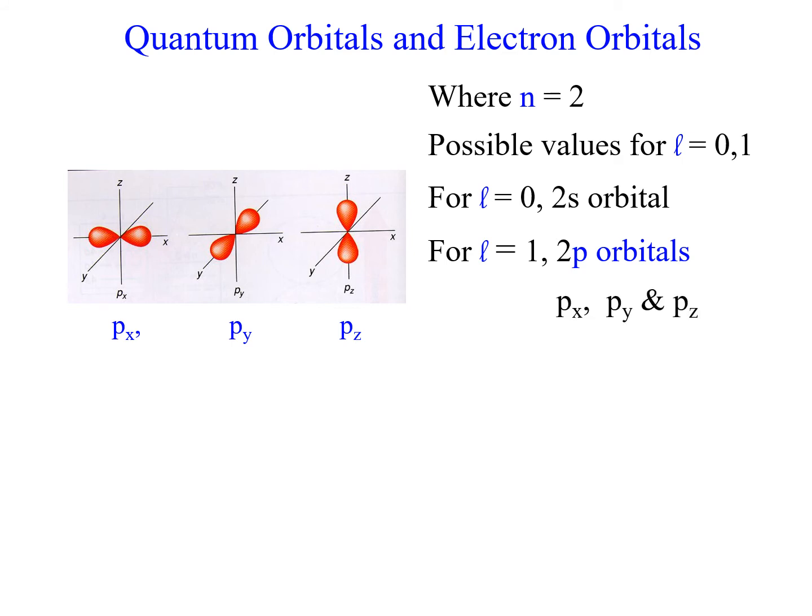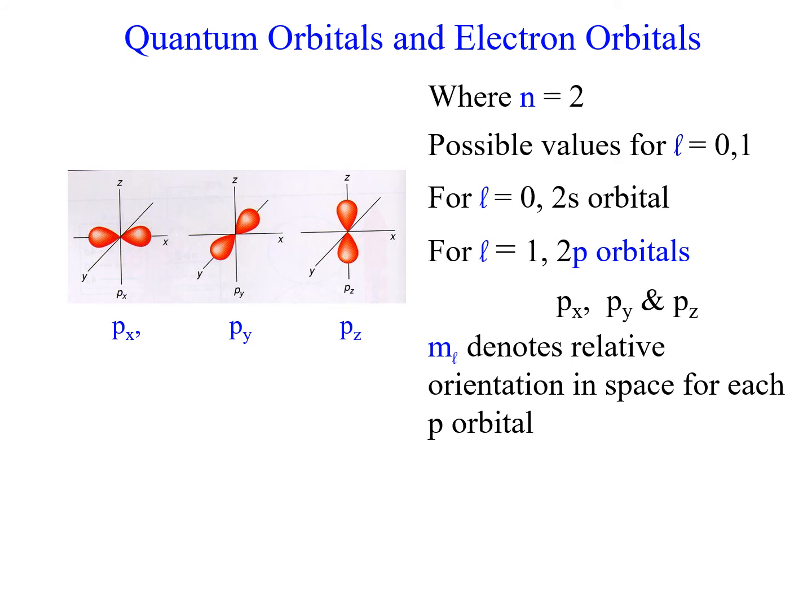So for px, py, and pz, m sub L denotes the relative orientation of each of the p orbitals. Okay, so m sub L could be 0 here, it'd be a -1 over here, and a +1 over here. And that denotes the orientation of each orbital. They all look the same in shape, but they all have different orientations, and that's described by m sub L. If you look at py, for instance, we'll call it 0, and we'll call the px -1 and the pz +1.